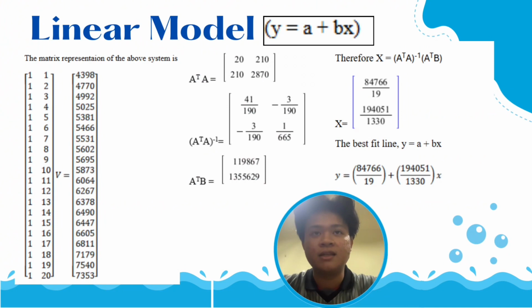For the linear model, as we know, the formula of the linear model is y equals a plus bx. We must follow these steps to solve this equation. First, we represent the matrix of the above system like you can see in the slide. After that, we need to find the value of (A transpose A) inverse and A transpose B to use in the formula for X. Then, we will get the equation of the best fit line as you can see in the slide.